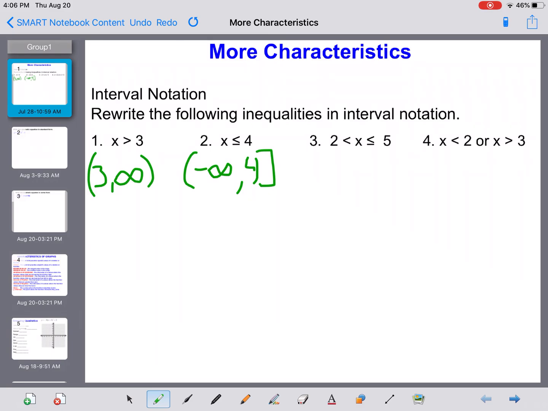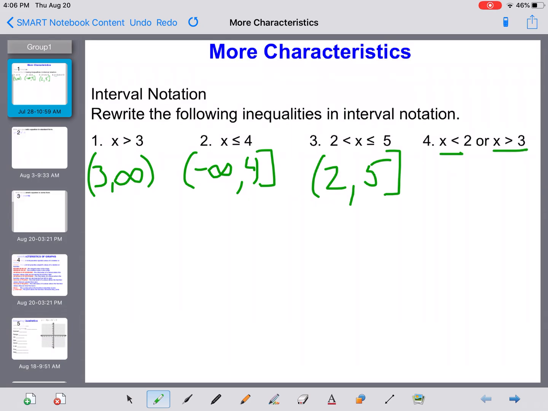Number 3 is a compound and, so our lower bound is going to be 2 and our upper bound is going to be 5. For 2, it's a less than sign, so we're going to have it open, so we're not going to include 2. And 5, we're going to include 5 since it's less than or equal to, so we use a bracket.